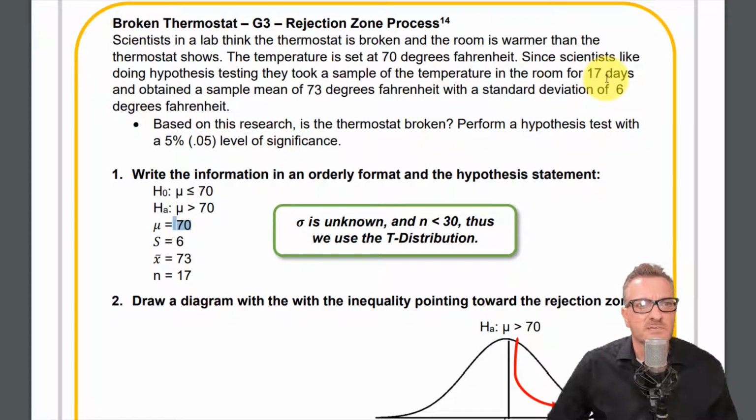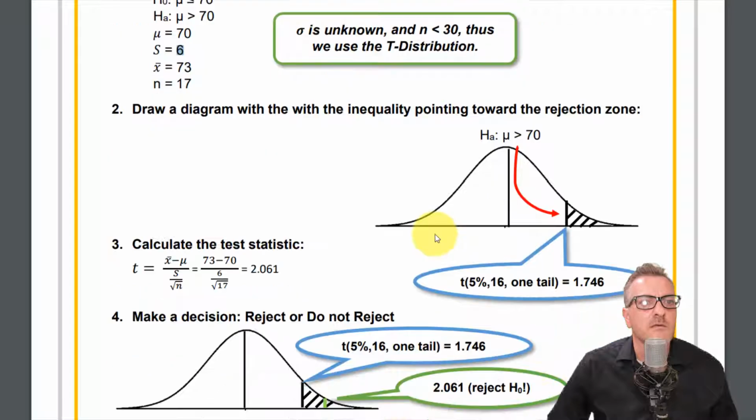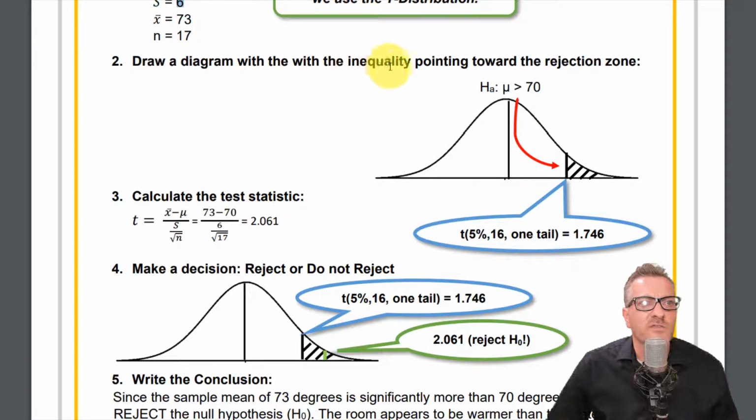Right here, they talked about 17 days. They took a sample mean. So 17 is our n, and sample mean of 73 degrees, and this is a sample standard deviation of 6. Okay, then it says draw the diagram. We drew the diagram and the inequality pointing towards the rejection zone. And this is the inequality of the alternative hypothesis, pointing towards the rejection zone right there.